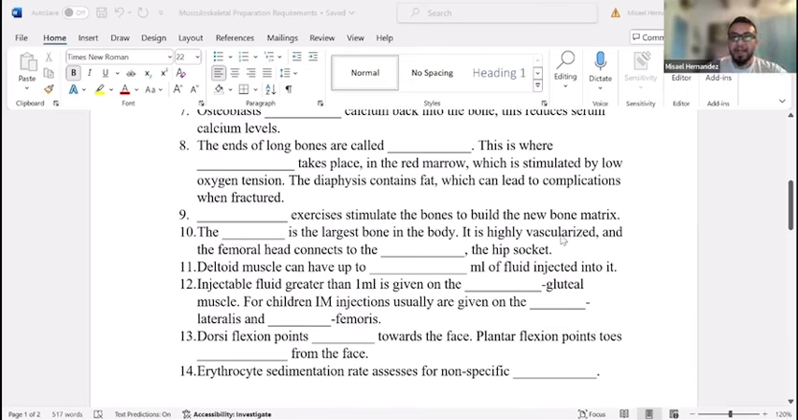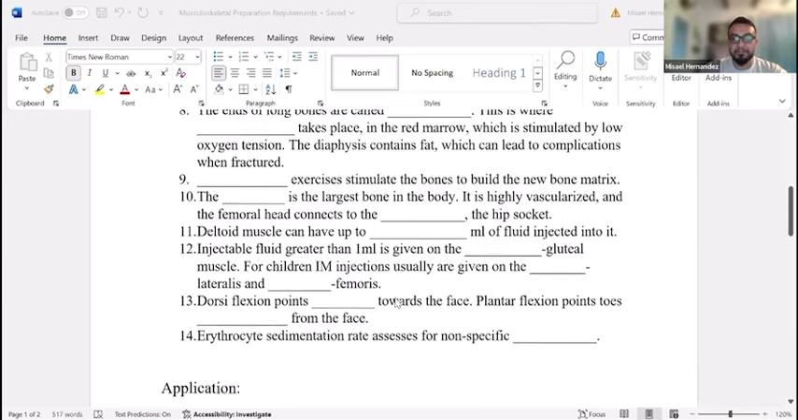It is highly vascularized and has the femoral head, and the femoral head connects to the blank, the hip socket. Number 11, deltoid muscle can have up to blank mLs of fluid injected into it. Number 12, injectable fluid greater than 1 ml is given on the blank gluteal muscle. For children, IM injections usually are given on the blank lateralis and blank femoris.